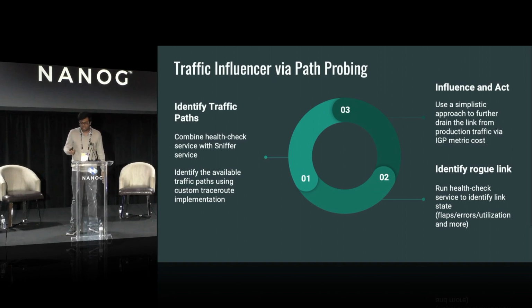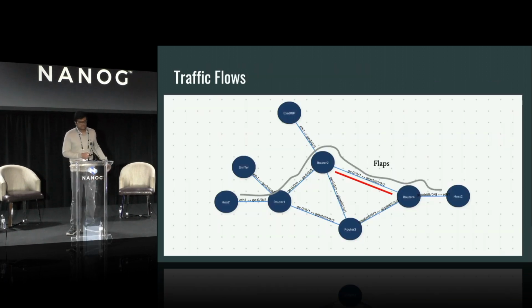We identify the rogue link, we run the health check service which I mentioned, and we look out for interface errors, flaps, or utilization. Based on that, we try to drain it by making the IGP cost as high as possible so that the underlying IGP doesn't prefer it anymore. So this was a traffic flow.